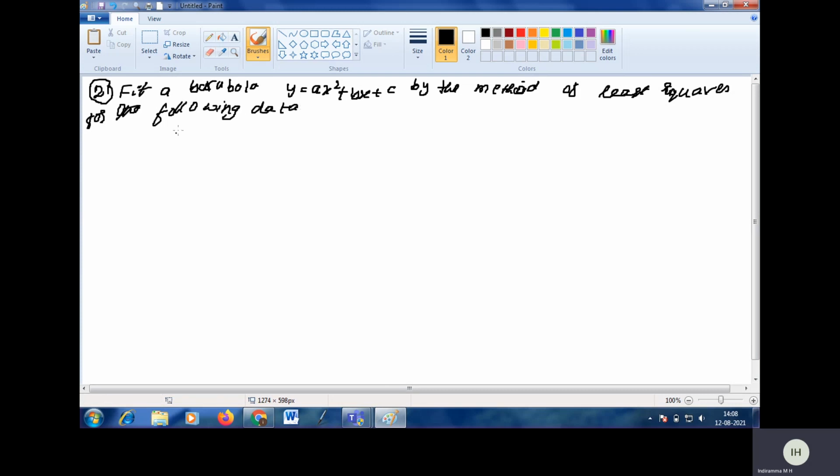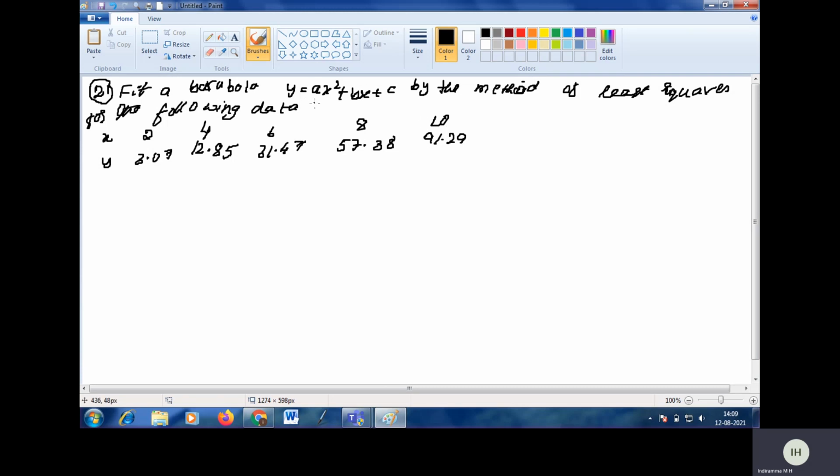Now write down the data, consisting of x and y values. The x values are 2, here y is 3.07; then 4, 12.85; 6, 31.47; 8, 57.38; for 10, 91.29. So this is the given data.